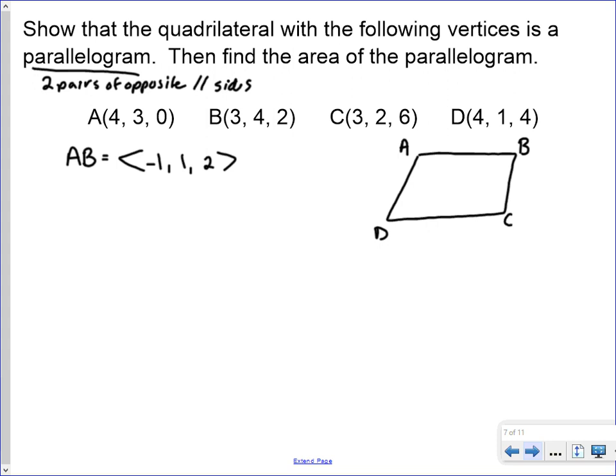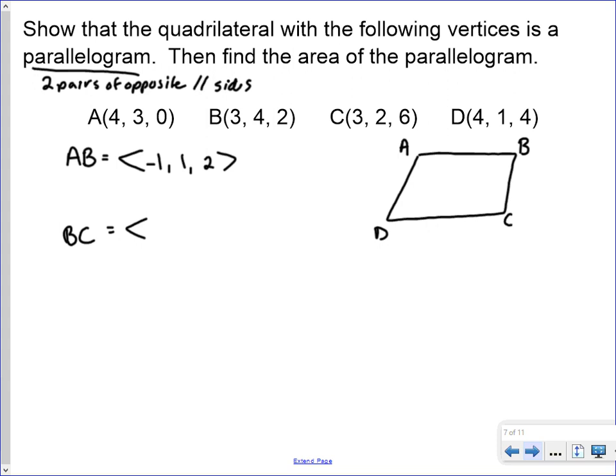I'm also going to check BC. I'm going to leave a little space under my AB, because if BC is adjacent, it's not going to be the one that's parallel. So I'm going to leave a little space so I can do CD underneath AB, so I can better look for my scalar. Okay, so I'm going to do BC.